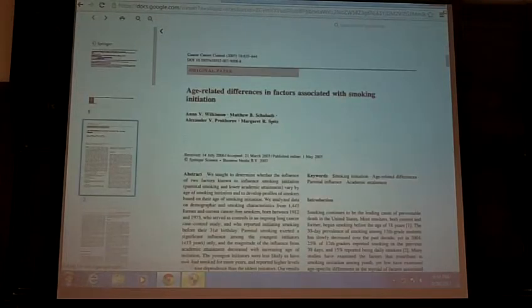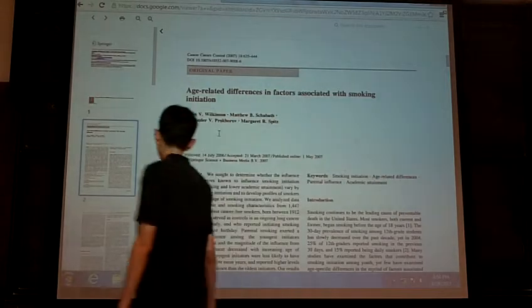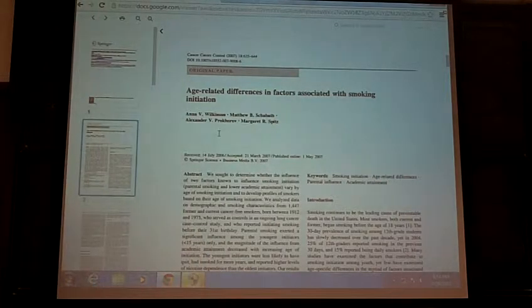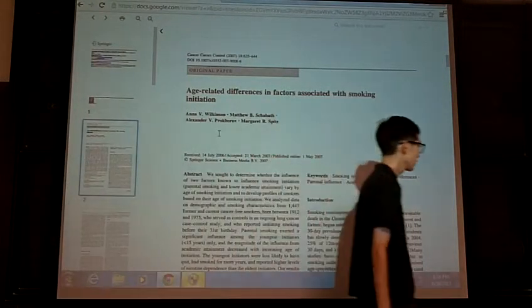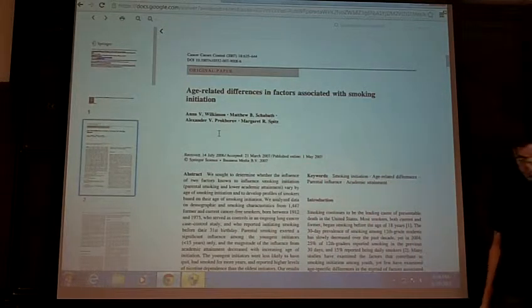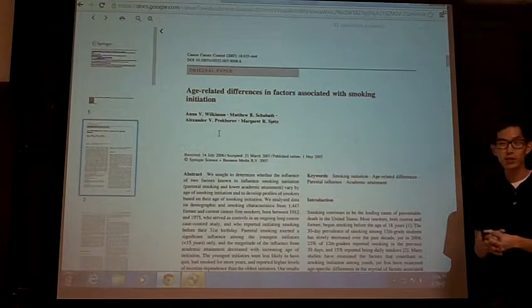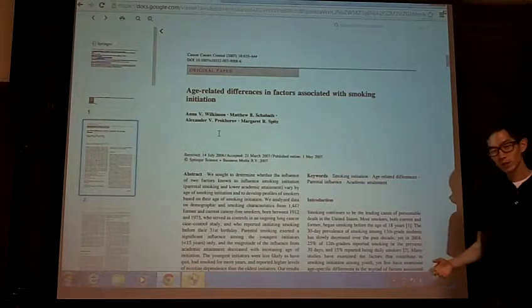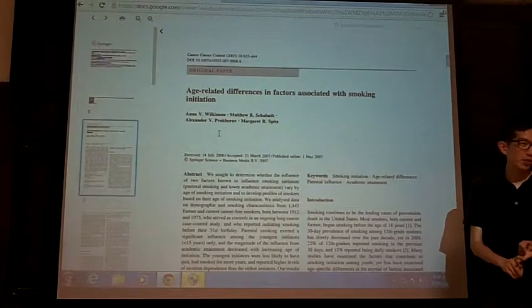Okay, so here's an article that uses simple one-way ANOVA, all right? And this is called Age-Related Differences in Factors Associated with Smoking Initiation. Okay. So you don't have to read the whole thing. You can. But basically, they wanted to know, what are some things that might affect the age at which someone starts to smoke?